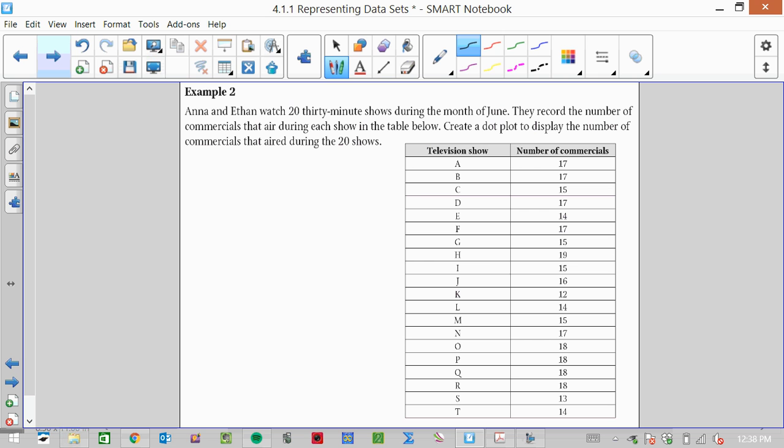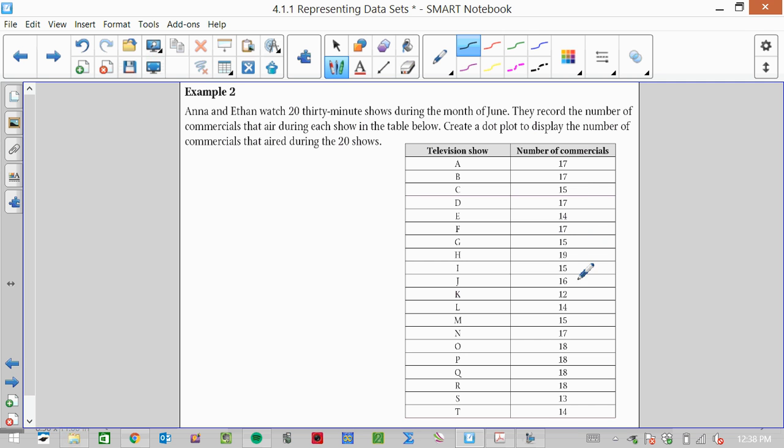All right, let's take a look at example number 2. Anna and Ethan watch 30-minute shows during the month of June. They record the number of commercials that air during each show in the table below. Create a dot plot to display the number of commercials that aired during the 20 shows. All right, now what's important about a dot plot is that our numbers have to be listed from lowest to highest. And when we look at our table, our numbers are not listed from lowest to highest. They're listed based on the television show. So we have to take that data set and write it from lowest to highest.